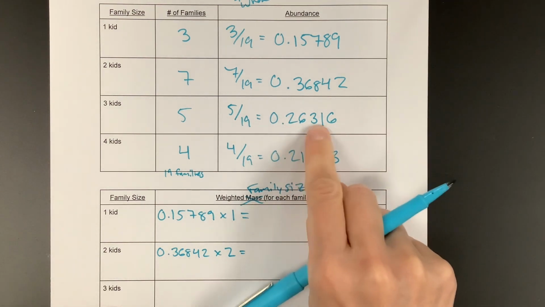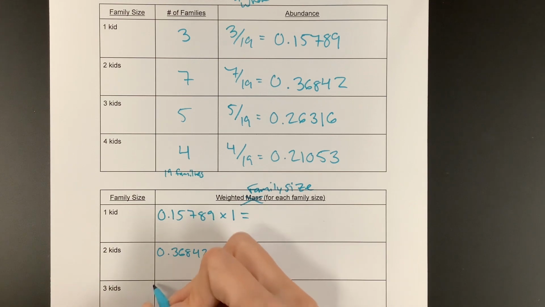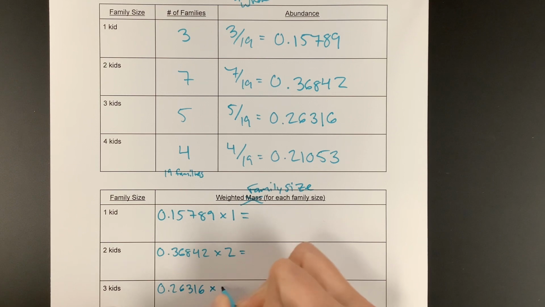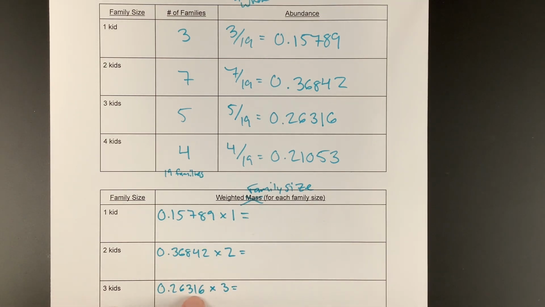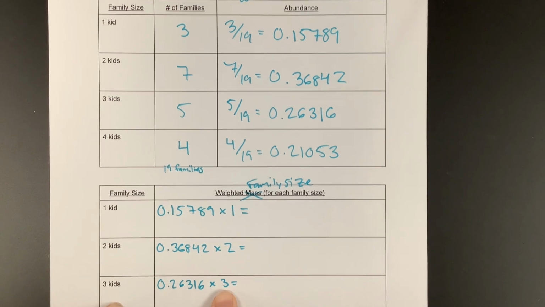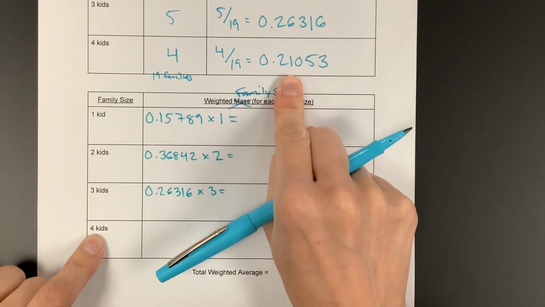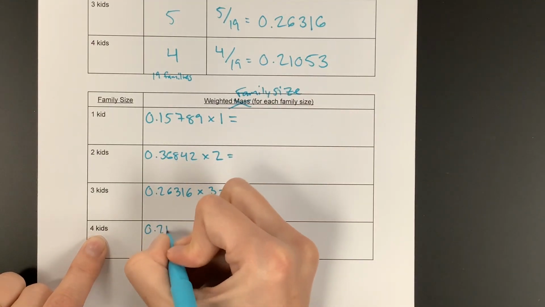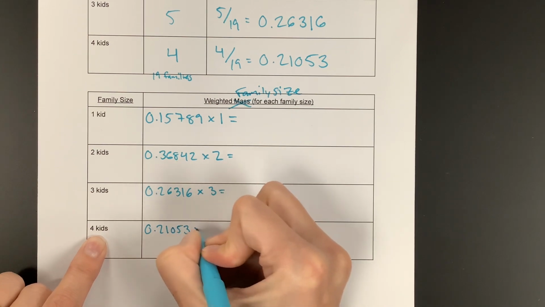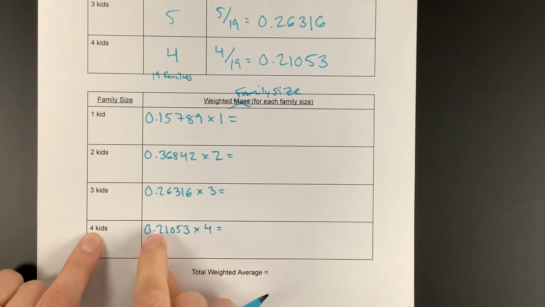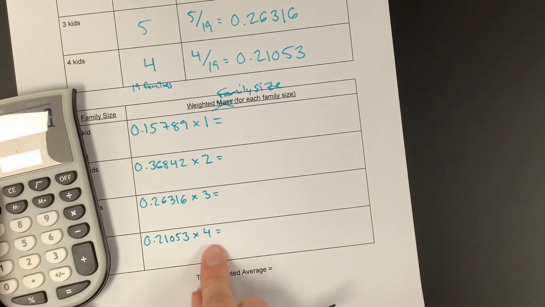If 26%, or another way to say 26% would be 0.26316, of our families have 3 kids, we want to have a weighted family size, taking into account what portion of our families have 3 kids. If 21%, or another way to write 21% is 0.21, of our total families has 4 kids, we want to consider what portion of our families has how many kids. So I'll do this math.